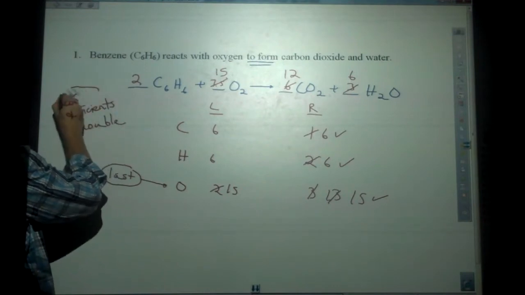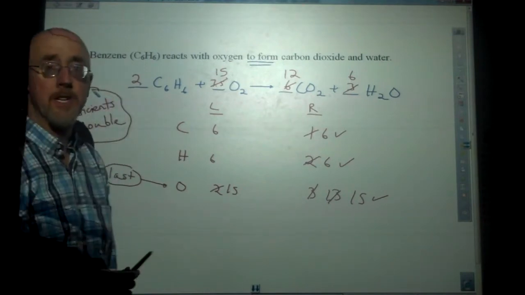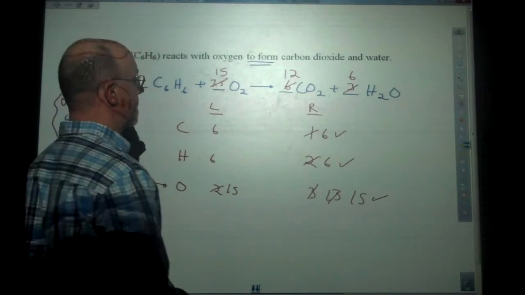So if you need to, you can use 0.5 coefficients, but just make sure again you double them at the end. Okay? So there's the first example.